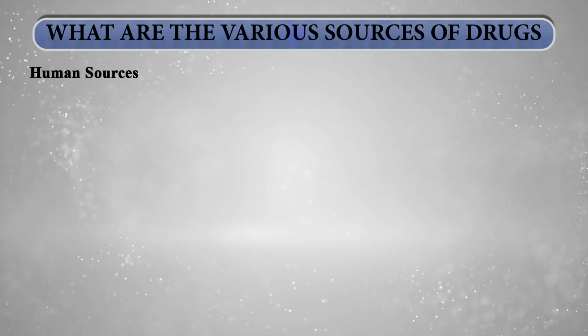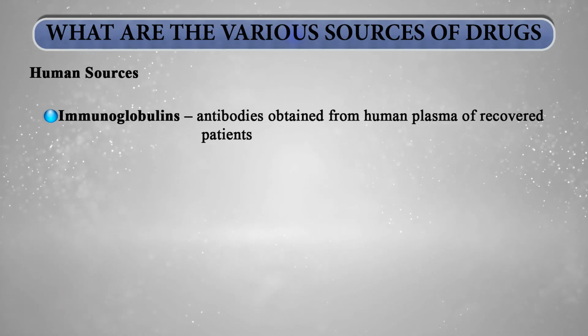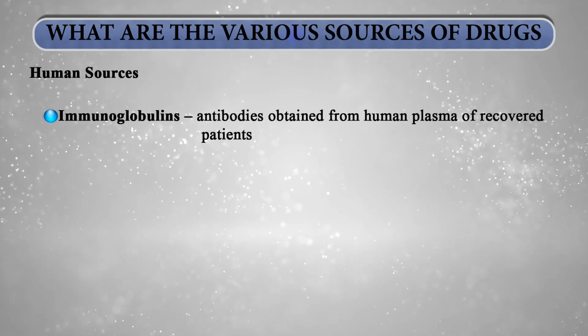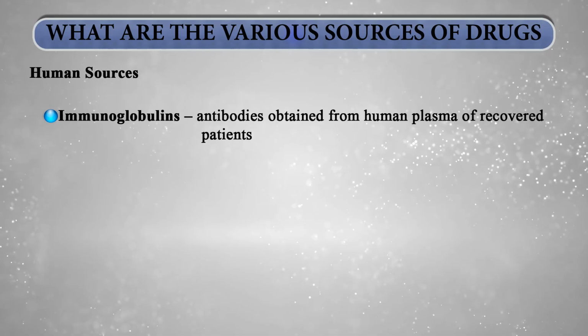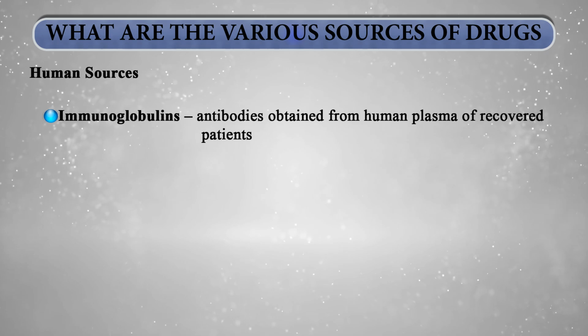Next is the human source. Yes, we humans also give out substances from which drugs can be manufactured. What are these human sources and what are the various kinds of drugs? Let us see. First of all is immunoglobulins. What are these immunoglobulins? They are very important life-saving drugs which are obtained from recovered patients, or the humans who have recovered from a specific illness or an infection.